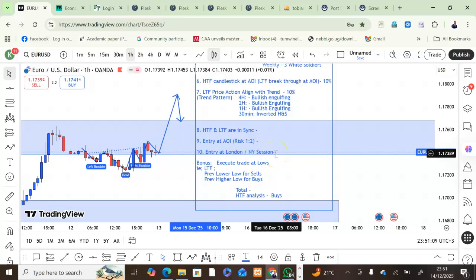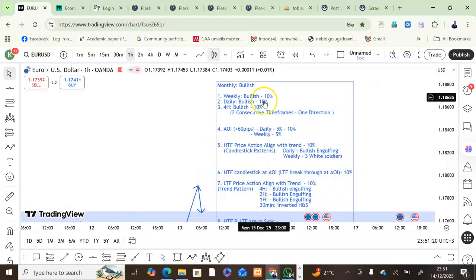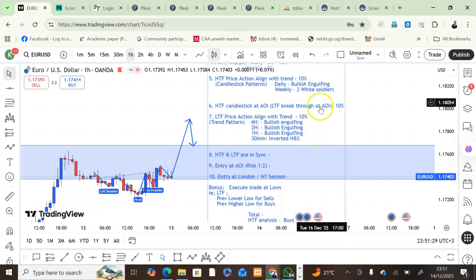Entry at London or New York session. This also counts, because you have to enter the trade at a London or New York session. Asian session doesn't move. So far, what do we have? In our confluence list, we have percentages. We count 1, 2, 3, 4, 5, which is 50%. 6, which is 60%. 7, which is 70%. For now, we have 70%.